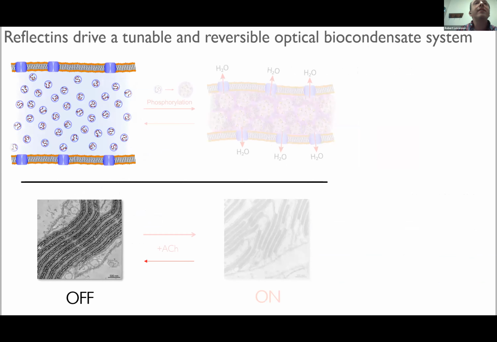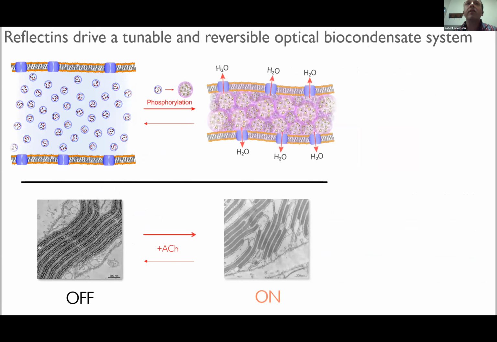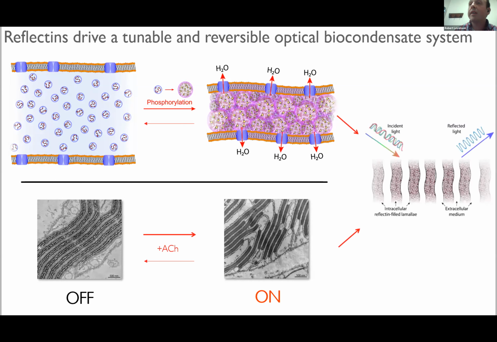So to summarize, the evidence indicates that reflectin proteins drive a tunable and reversible optically active biocondensate system, where acetylcholine drives phosphorylation, which drives phase separation of these reflectin proteins, forming a dense phase, excluding water. And that dense phase itself produces the refractive index contrast in comparison to the extracellular medium to produce iridescent light of tunable color dependent upon the parameters.